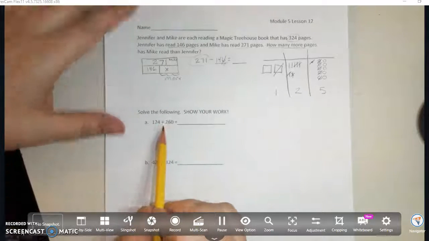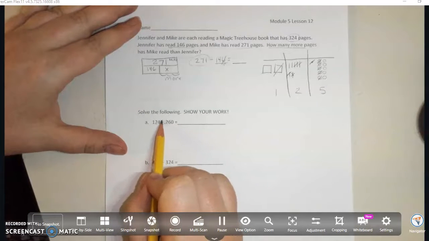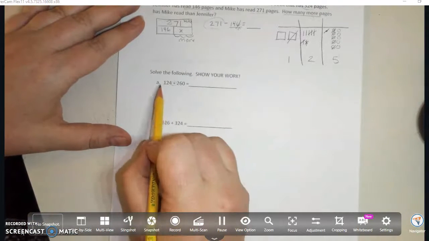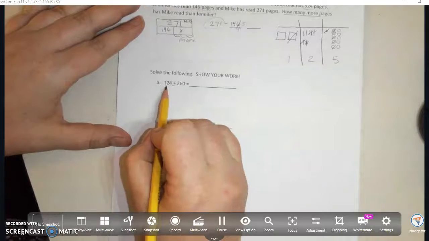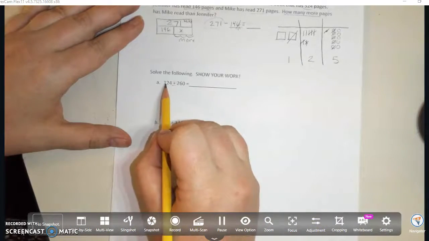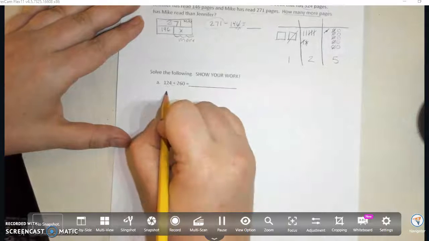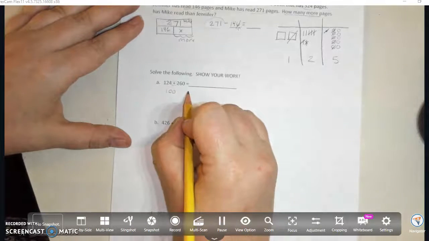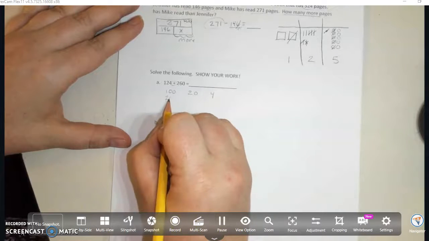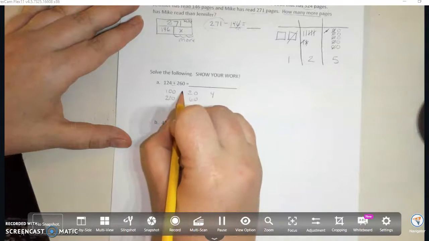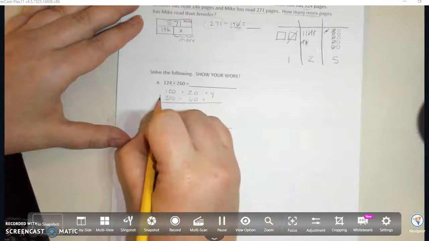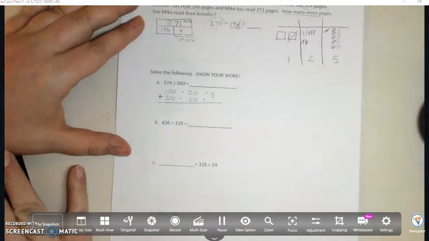Here I have to solve the following. I'm going to look first, paying attention to the symbols in my number sentence. Here it says plus. So I'm actually going to first decompose these numbers and then add them together. So 124 would be 100 plus 20 plus 4, and 260 would be 200 plus 60. I have stretched those out. And then I'm going to add each place value together.